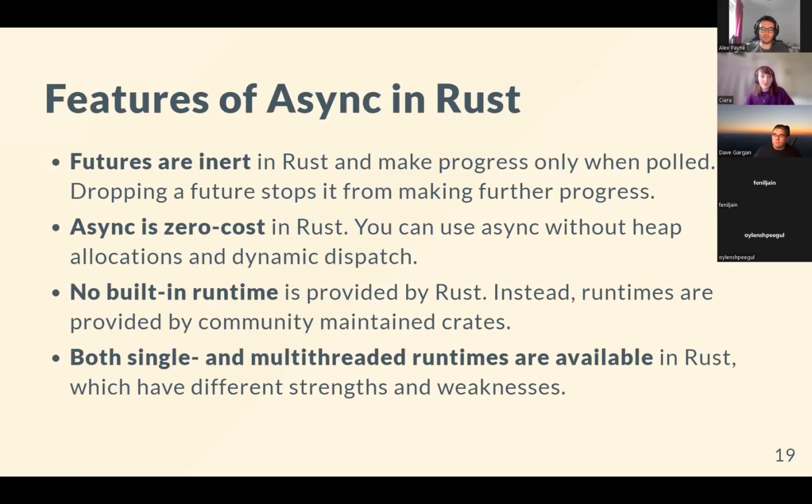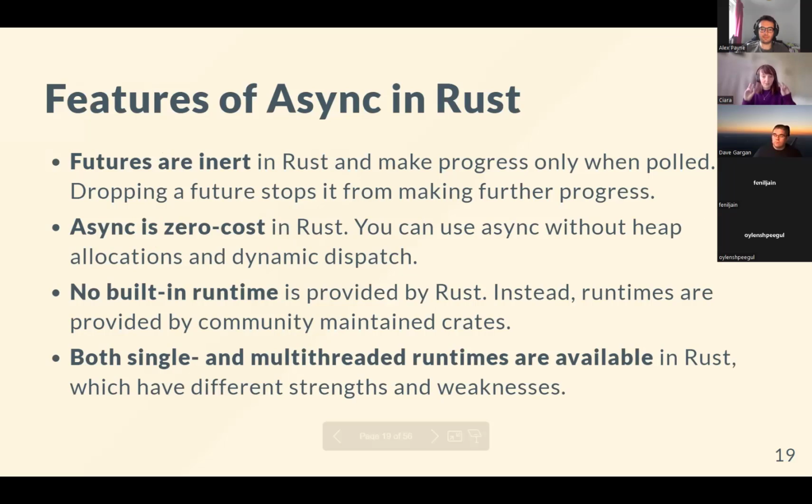The features of async in Rust are that futures are inert. So they're not quietly doing things in the background. They're only going to make progress when they're polled. And dropping a future will stop it from making any progress.